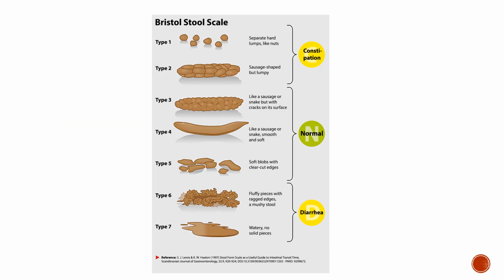This is a picture of the Bristol stool scale, and it is very helpful. You may want to take a picture of this and just have it on your phone, put it in your contacts under constipation, and you can look at it and show this to a patient, and they can tell you the type of stools they're having.